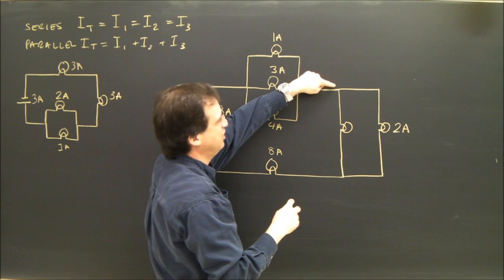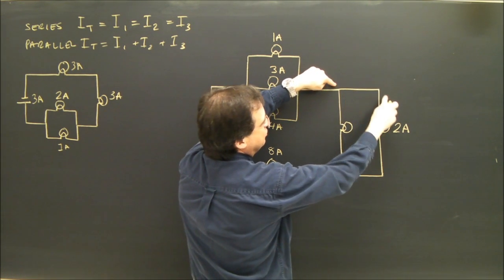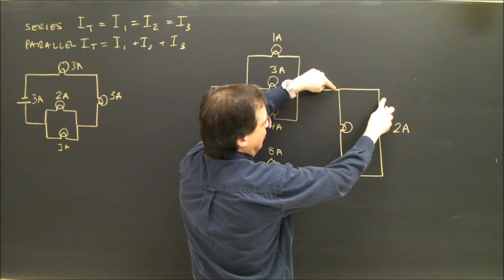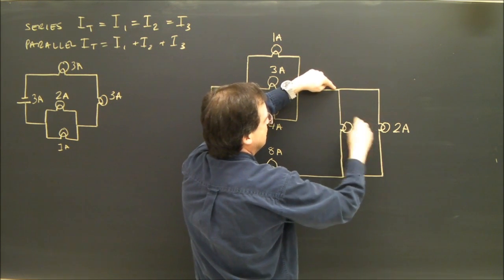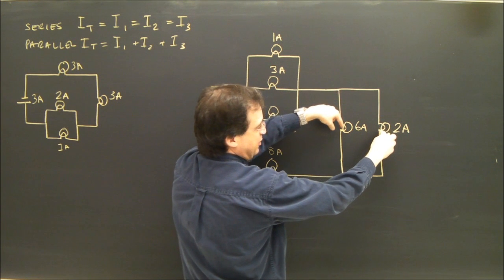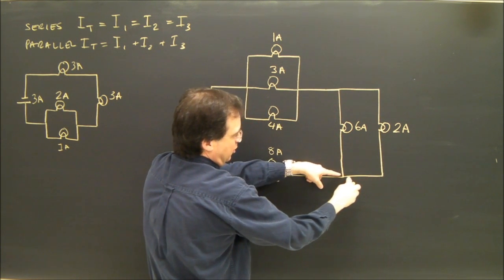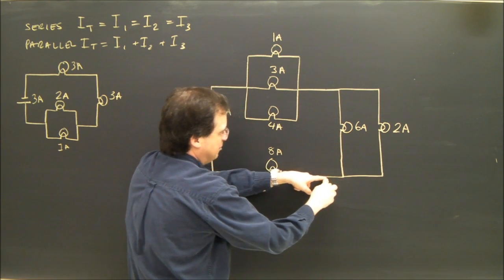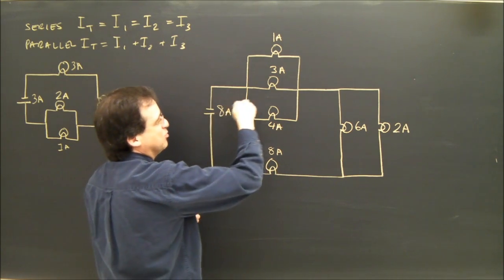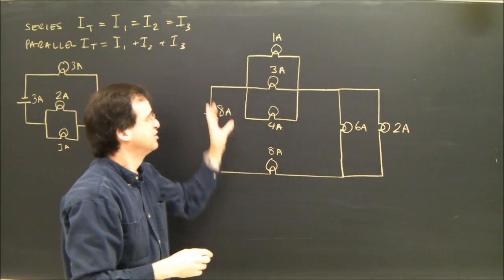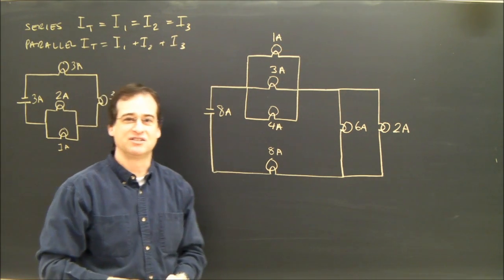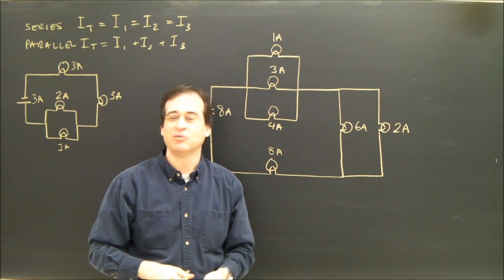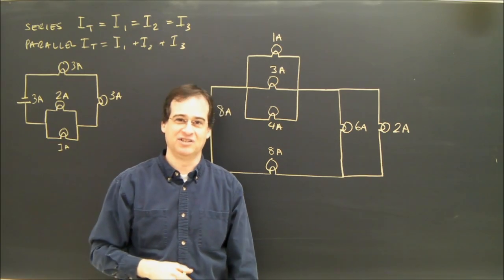So 8 come along here, and I notice 2 go that way. Well, if 2 go that way, then this must be 6 amperes. Because 2 go that way, 6 go that way, that's my 8. My 6 come around here, my 2 come around here, they get back together, I'm back up to 8. So I can work my way through the entire circuit just by keeping track of my current. Don't have to really think in terms of series and parallel. The next video we'll talk about voltage in series and parallel.